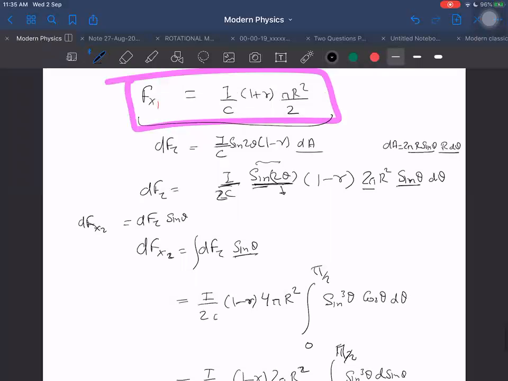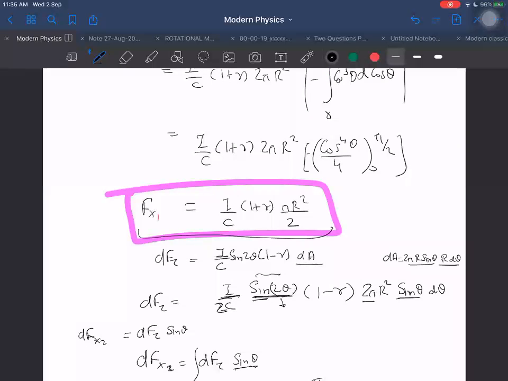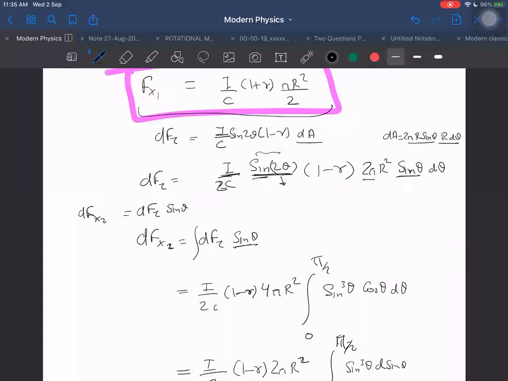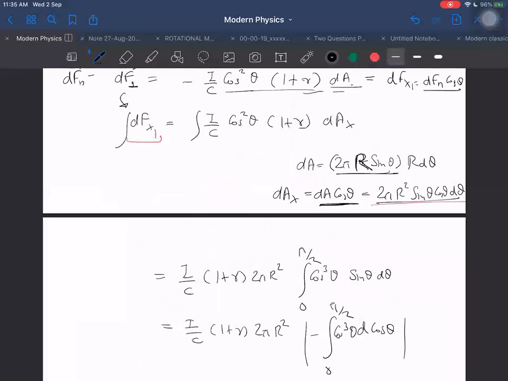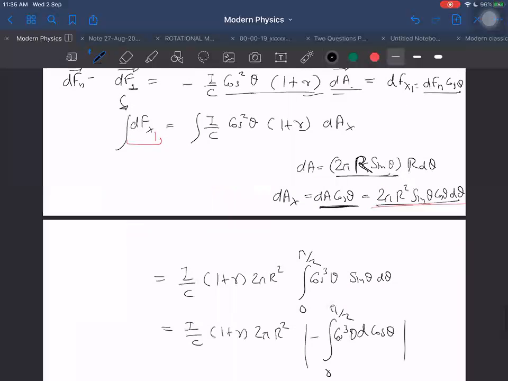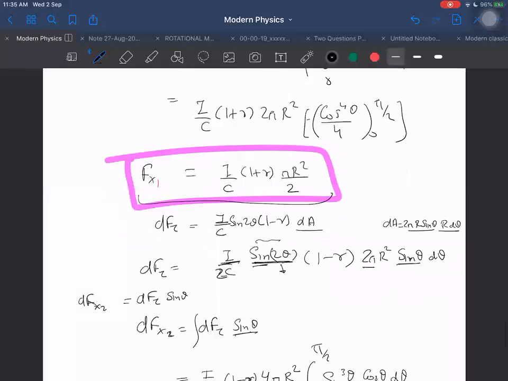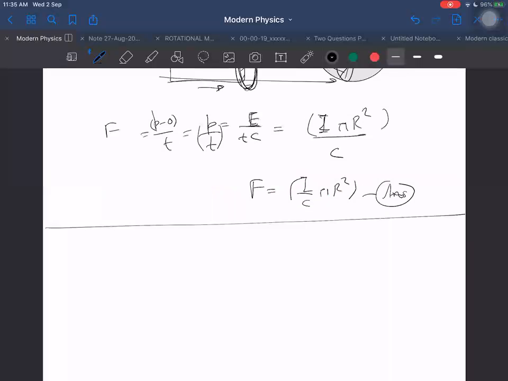And I think, what was df tau sine? This was it, right? What was the formula again? Let me write it once again. Formula was I by C into sine cos square theta into 1 plus r. That was for normal, df along normal. This is not df, this is pressure on normal into dA.